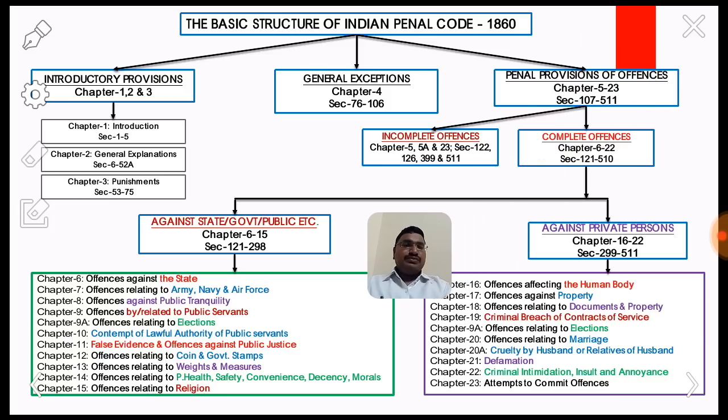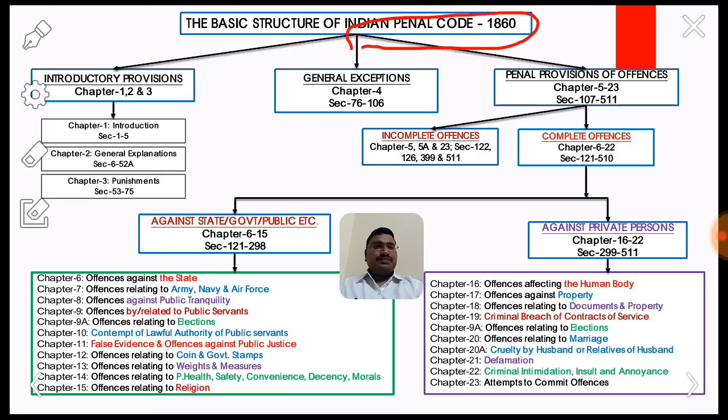Next, I would like to give you the totalitarian picture of Indian Penal Code using this slide. It's the most crucial slide with regard to my entire presentation, my entire lecture on the overview of Indian Penal Code 1860. The Indian Penal Code 1860 was enacted in 1860, but it came into force from 1862.